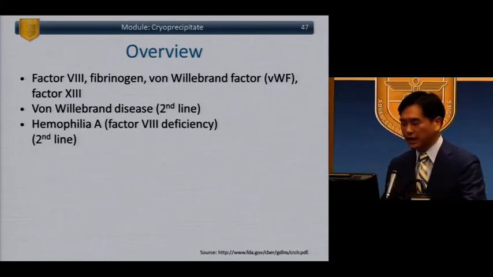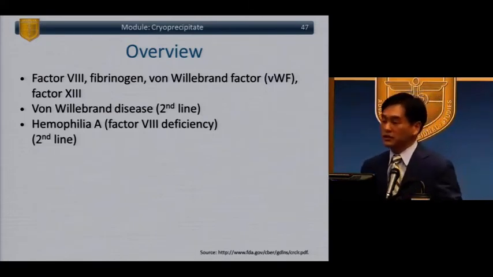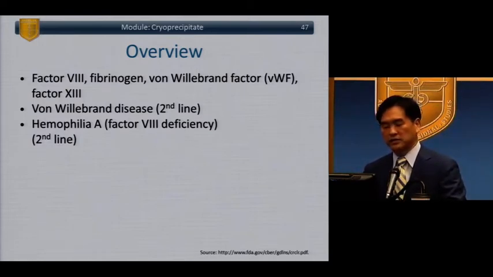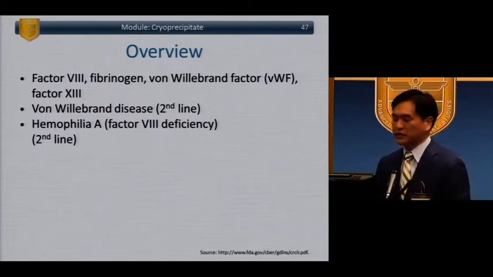Cryo has von Willebrand's factor in it. Cryo also has factor 8, fibrinogen, and factor 13. And even though it has VWF in it, it is the second-line treatment for VW disease. Second line, okay? It is also a second-line treatment for factor 8 deficiency.